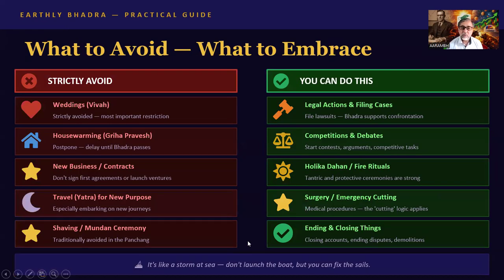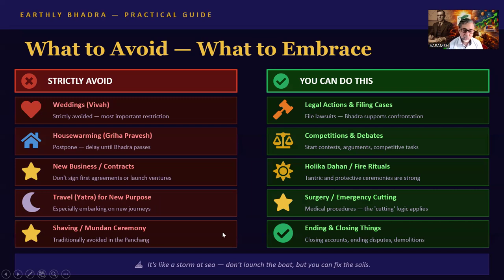What to avoid, what to embrace. Strictly avoid wedding, housewarming, new business contracts, travel for a new purpose, shaving, and mundan ceremony. You can do these when Bhadra is in heaven. Legal actions, filing cases, competitions and debates, Holika Dahan, fire rituals, surgery, emergency cutting, ending and closing things, closing accounts, ending disputes, demolitions.